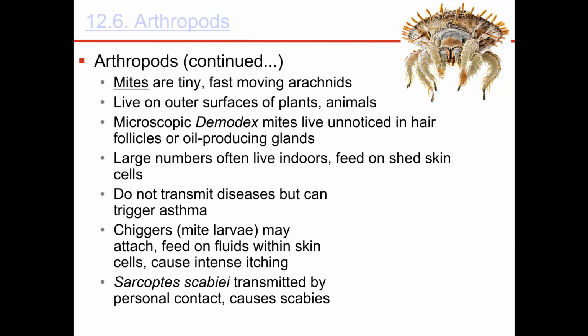So chiggers are mite larvae that get into your skin and they die when they get into your skin because we are a dead-end host for them. But while they are in our skin, they cause intense itching. Another example of a mite that causes problems is Sarcoptes scabiei, which causes the disease scabies.